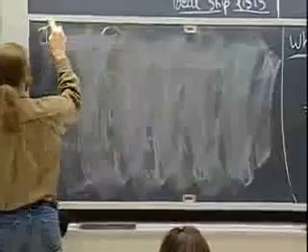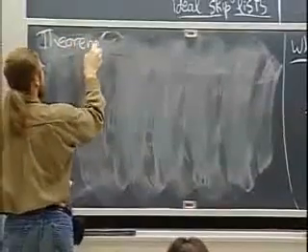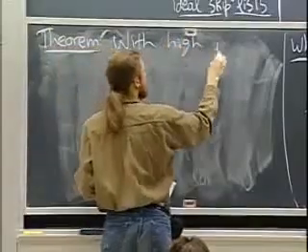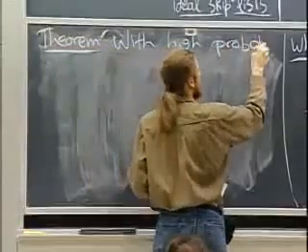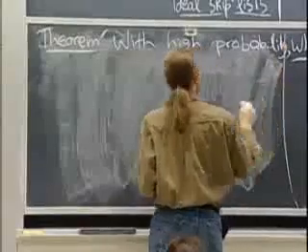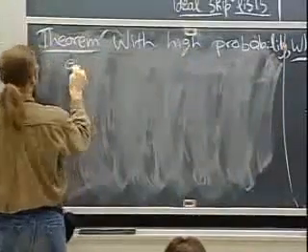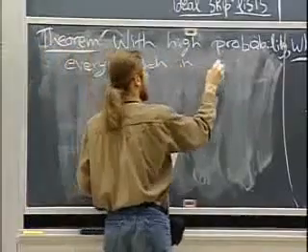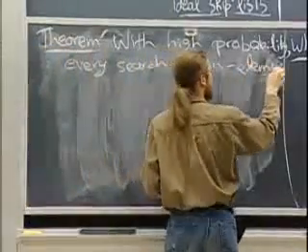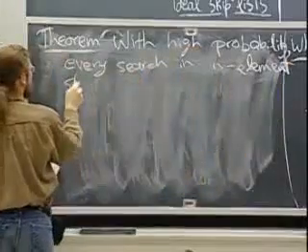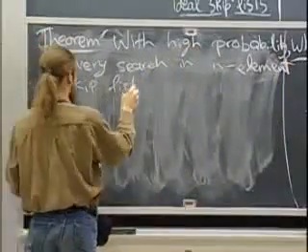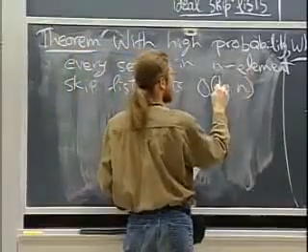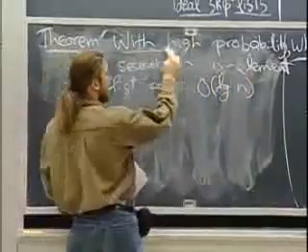So here's the theorem. Let's see exactly what we're proving first. With high probability, this is a formal notion, which I will define in a second, every search in an n element skip list costs order log n. So that's the theorem. Now I need to define with high probability.